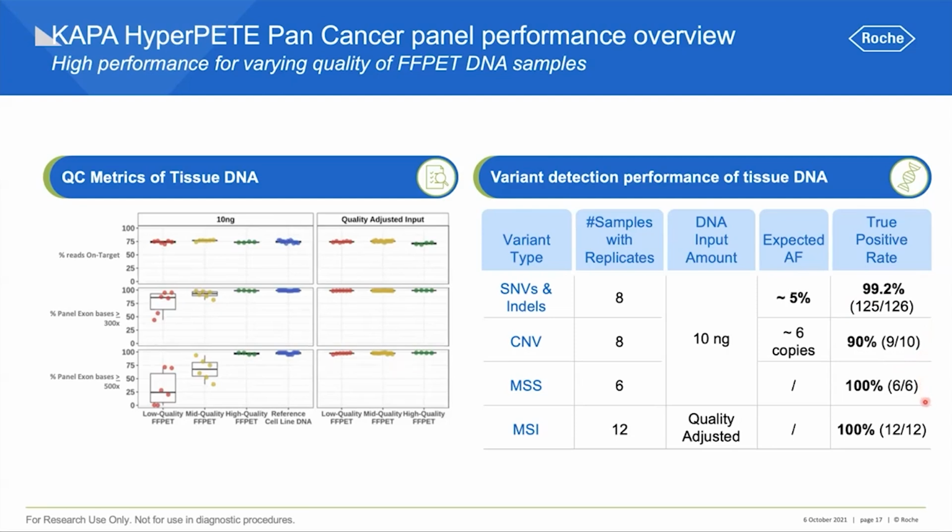MSI status was correctly assigned for all 12 of the MSI FFPE samples and 6 MSS cell line samples. So 100% of the microsatellite stable calls were called, as well as 100% of the MSI calls.